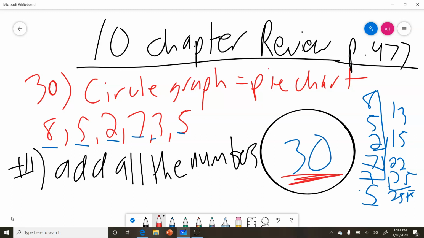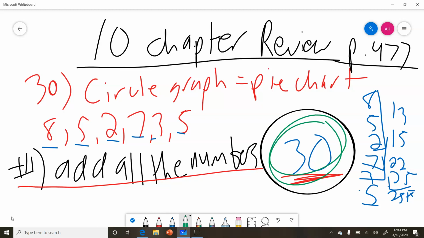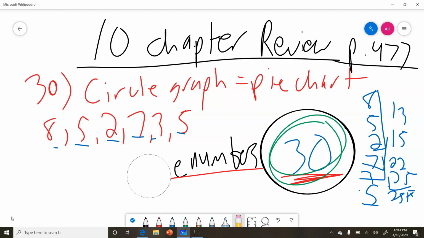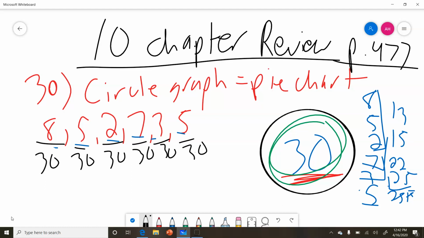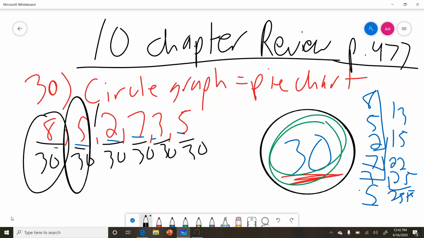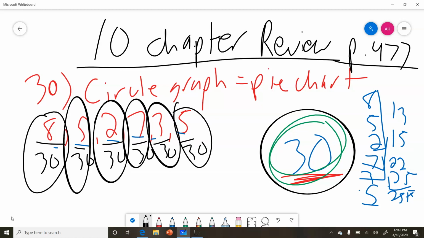Now that was the first step, because now I know that I can make a percentage from all of these. So I did step 1. I added all the numbers and I had a total of 30. So now I'm going to erase this real fast and use 30. I'm going to take 8 and put it over 30, and 5 over 30, and 2 over 30, 7 over 30, 3 over 30, 5 over 30. Then each one of those is the percent. This right here will be the percent of 8, which in this case is chocolate chip. This will be the percent of sugar, this will be the percent of oatmeal, percent of peanut butter, percent of lemon, and percent of chocolate.